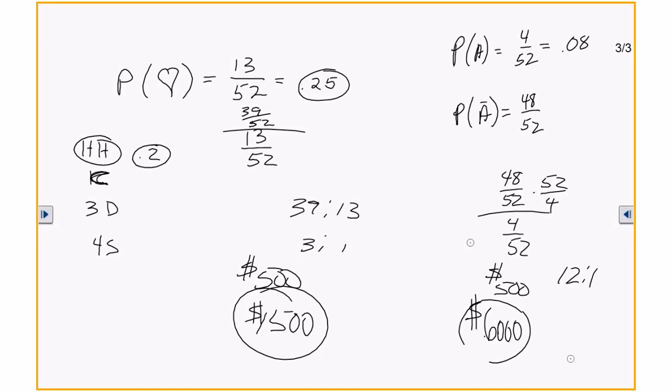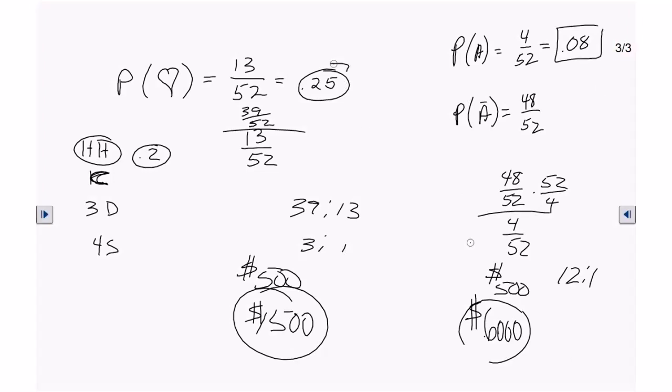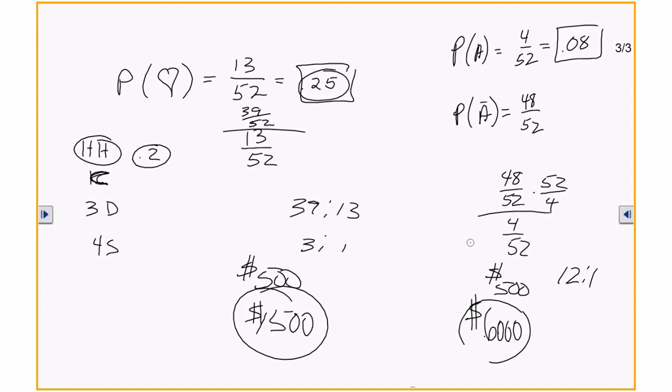What's 4 over 52? 0.08. Okay. Here's the probability of picking an ace. Here's the probability of picking a heart. So the probability is much lower with the ace, so you're going to make more money. But it's harder to what? It's harder to pull an ace. Same thing here, the opposite. It's easier to pull a heart, but you're not going to win as much what? Money.